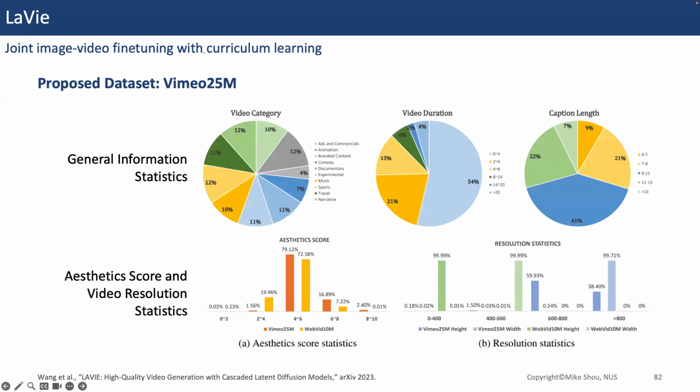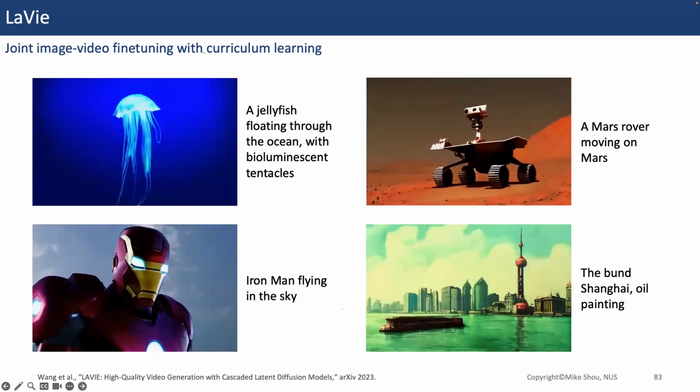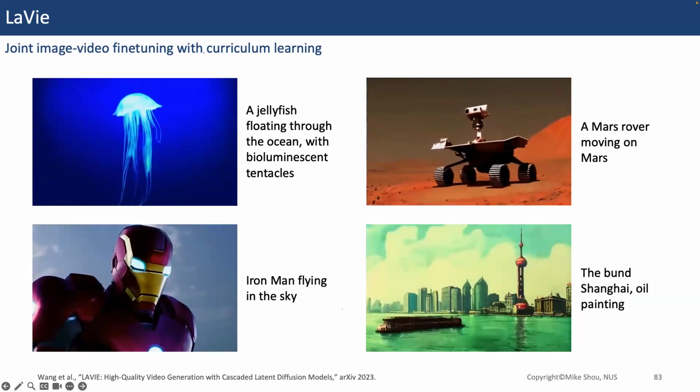So we also have the model LaVie from the NTU, which focuses on joint video generation. Notably, they developed a new dataset for training, and this dataset consists of around 25 million high quality video-text pairs. With this higher quality dataset, the LaVie model achieves better performance and generates higher quality videos. So here are some example videos generated by LaVie. And you can see that the quality and resolution are actually significantly better.